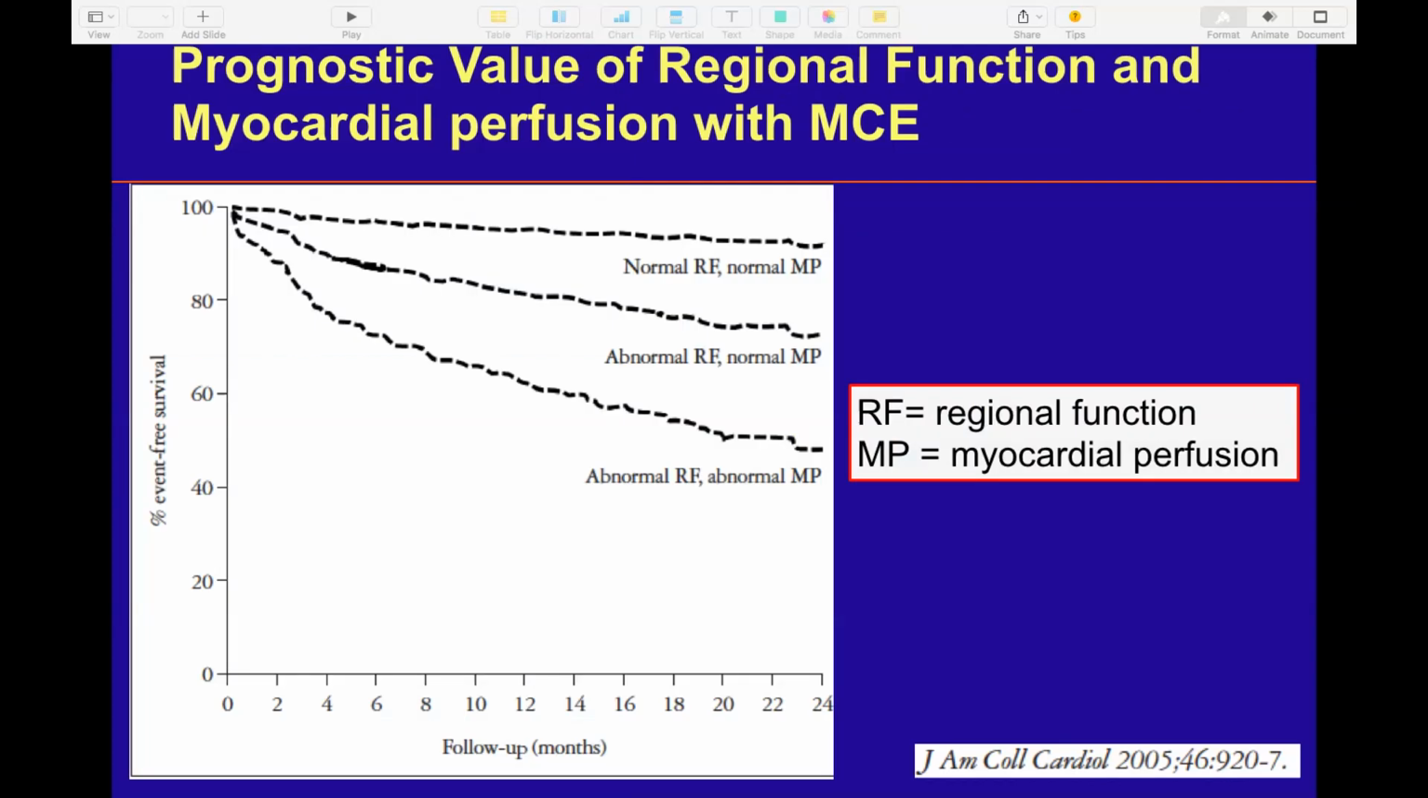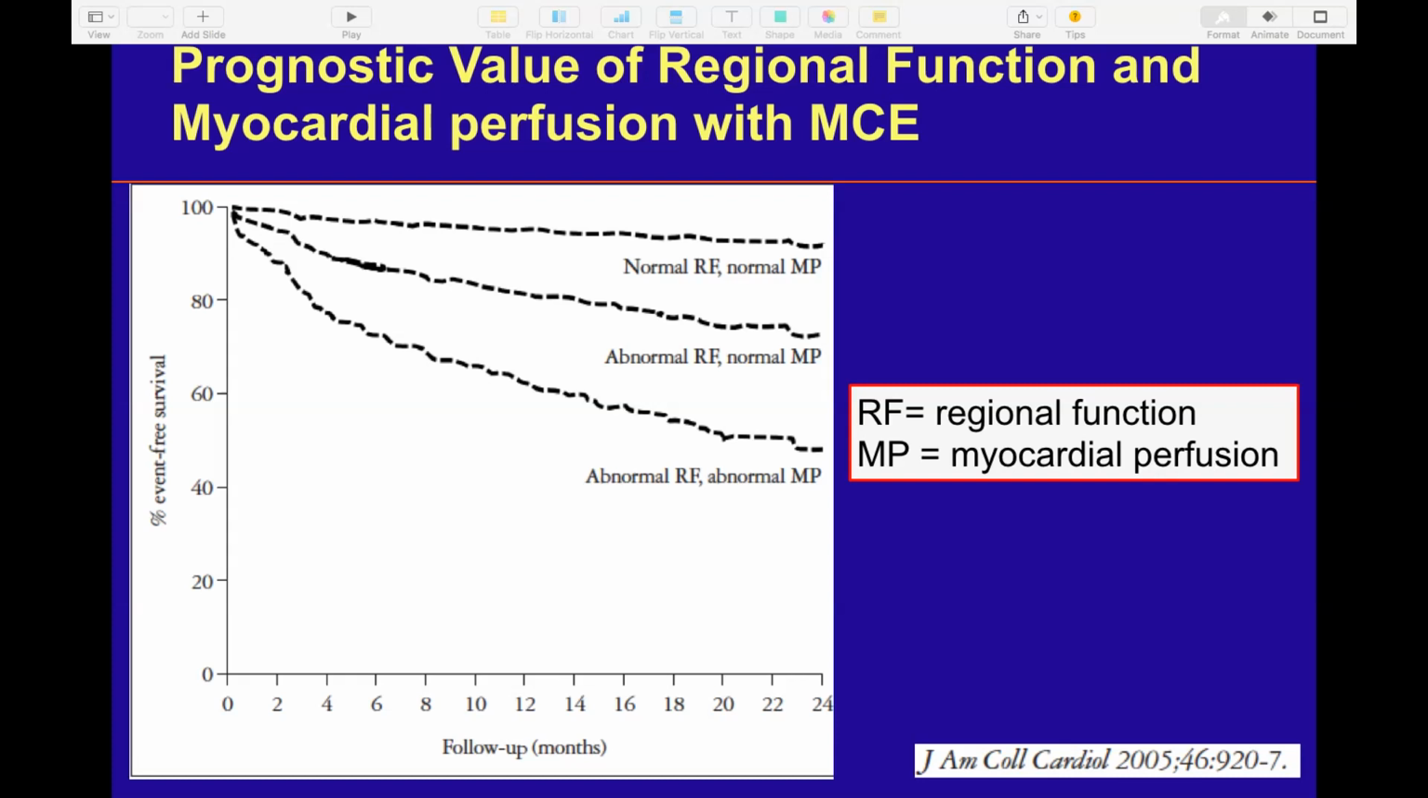If we then look at prognostic value, now you would start putting things together. We know that wall motion abnormality is associated with adverse prognosis, meaning the worse the wall motion abnormality, the worse the prognosis. But on top of that, if you add abnormal microvascular integrity, or myocardial perfusion, plus wall motion abnormality, the combination has the worst prognosis.